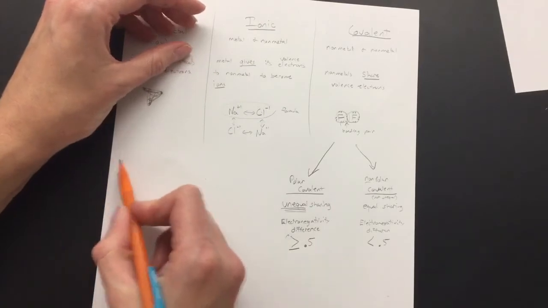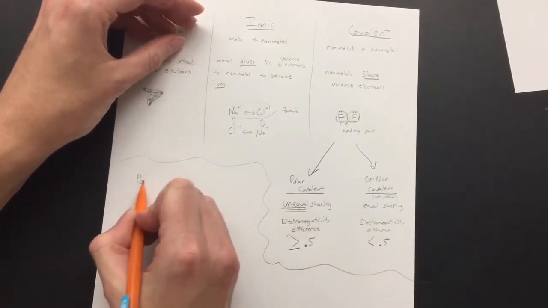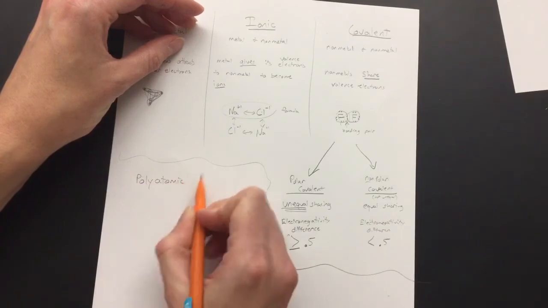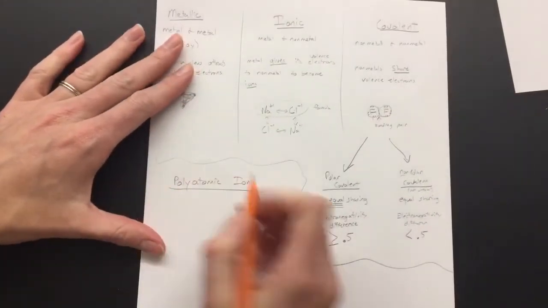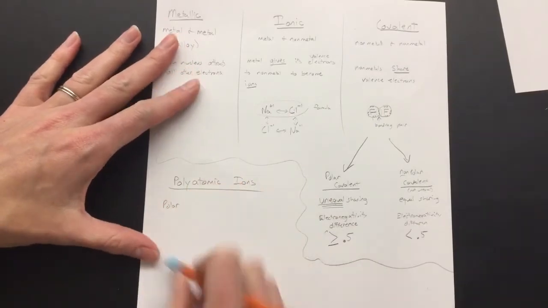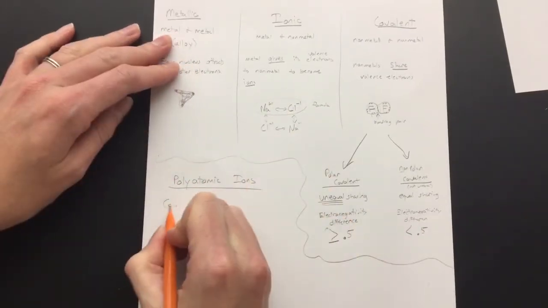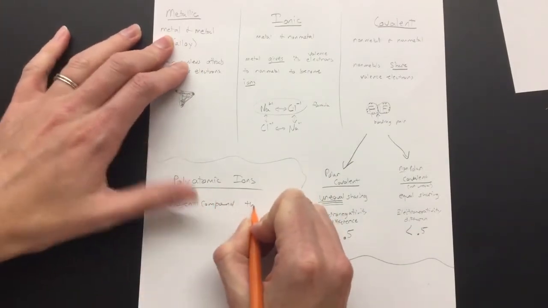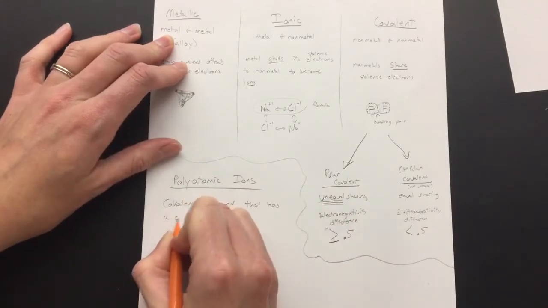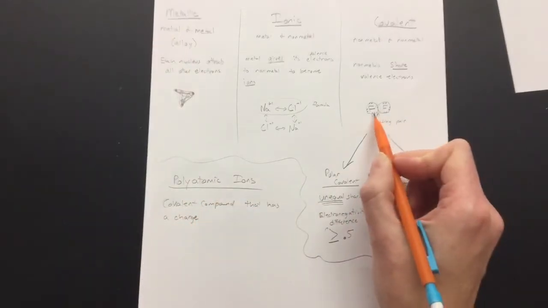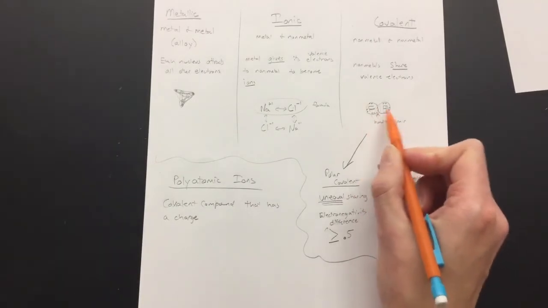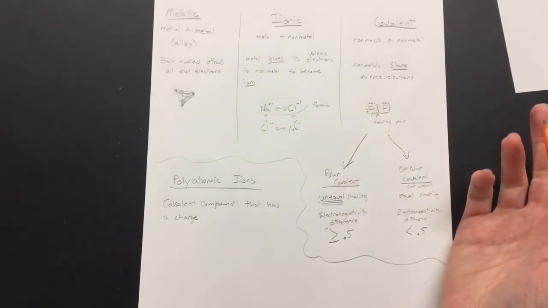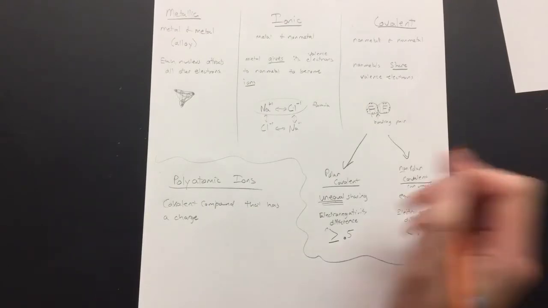Now, the last thing we got to talk about is, and I'm drawing a little line right here, polyatomic ions. Okay, so sometimes what happens is you end up with a covalent compound that has a charge. And that happens because maybe they don't have enough electrons to have everybody sharing, and so they lose one or they gain one, and they end up having a charge. So we have a covalent compound that has a charge.